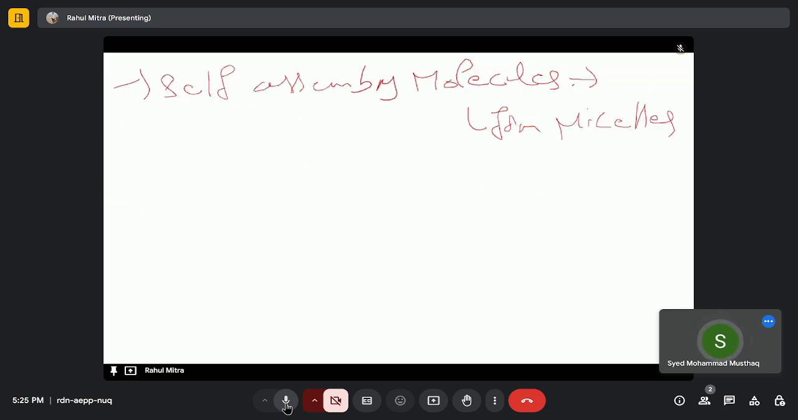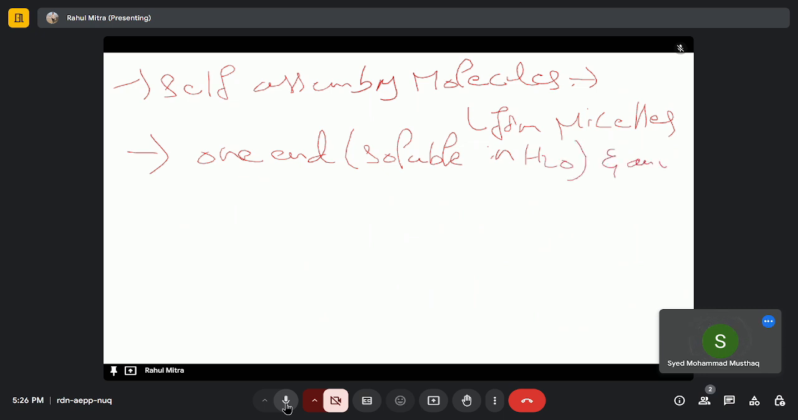Micelles or amphiphilic molecules have one end soluble in water and the other one is not. So one end is soluble in H2O and another end repels H2O.